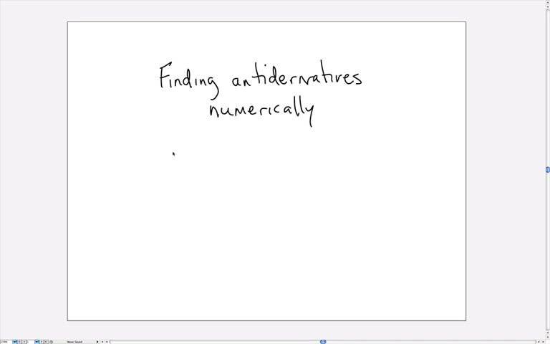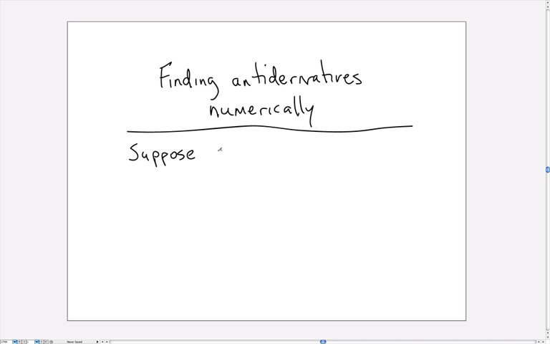Finding antiderivatives numerically. Before we start talking about how to find an antiderivative using Excel, let's just go through a simple example that we can do by hand, and then we can repeat that in Excel to make sure that we get the right answer, and to also see how the accuracy will improve as we improve our estimate in Excel.